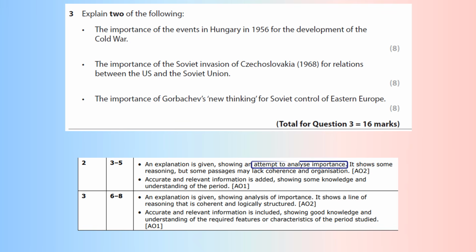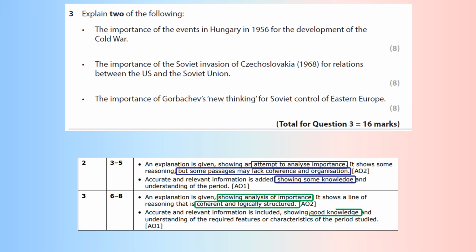In level 2, you'll be showing an attempt to analyse importance, but compare that to level 3, where you'll be showing very clearly analysis of importance. Also in level 3, your answer will be coherent and logically structured, compared to level 2, where some passages may lack coherence and organisation, so it might just not make sense as you read it. Level 2 also says that you'll be showing some knowledge and understanding of the period. Compare that to level 3, where you'll be showing good knowledge of the required features and characteristics of the period. So you'll have both better chosen and more logical examples chosen.